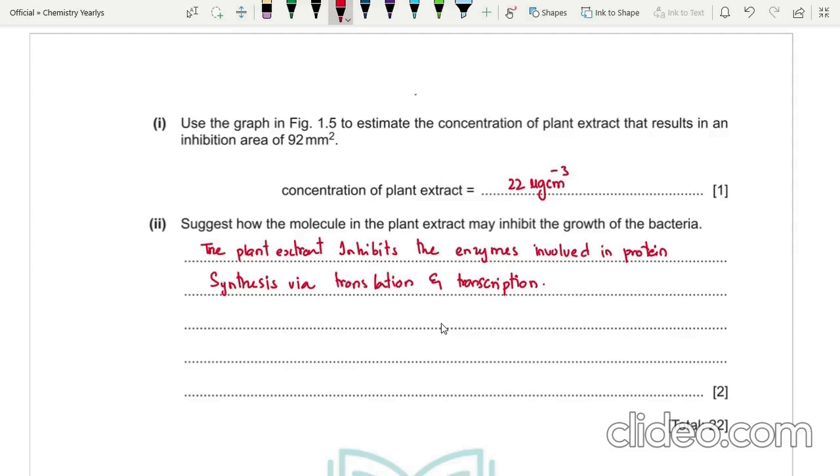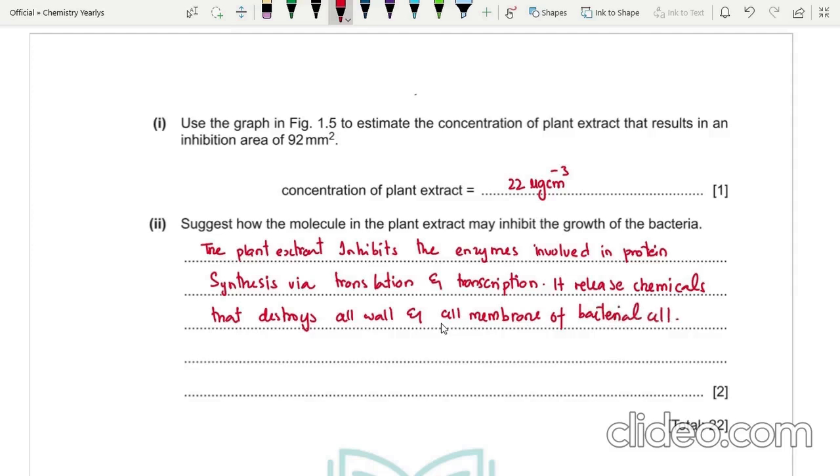Also, you could write that it releases chemicals that destroy the cell wall and cell membrane of the bacterial cell. So this is what you could write for 2 marks here, 2 points.